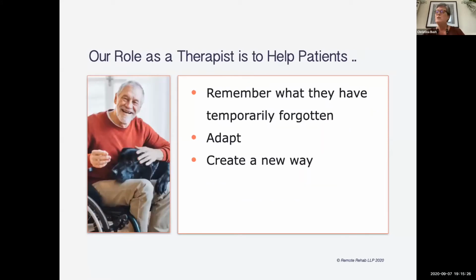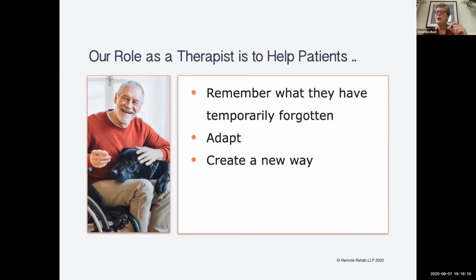Thanks. Okay, so our role as a therapist, when our patients have had, we're talking here about a stroke, but when they've had some shock to the system, is that we're helping them do three things. One, we're helping them to remember something that they've temporarily forgotten. So if I have a stroke, I can't really remember how I used to get up out of the chair. So in some cases, we might be helping a patient to remember how they used to do that. You might put your hand on the chair and push with your arms. So you're inviting somebody to remember how they used to do something that they've temporarily forgotten.